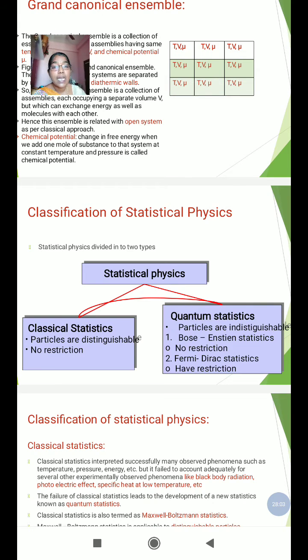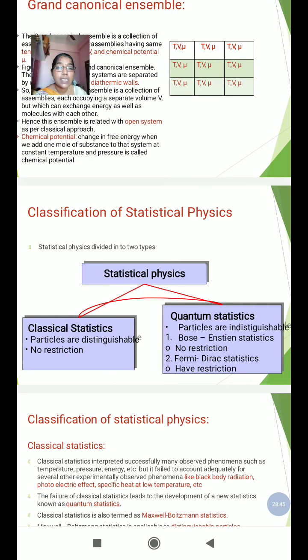Classical statistics was developed by Maxwell and Boltzmann. Quantum statistics was developed by Bose-Einstein and Fermi-Dirac. So quantum statistics is again divided into two types: Bose-Einstein statistics and Fermi-Dirac statistics. Classical statistics is applicable for distinguishable particles only, and there is no restriction on the particles, so any particle can occupy any energy state.